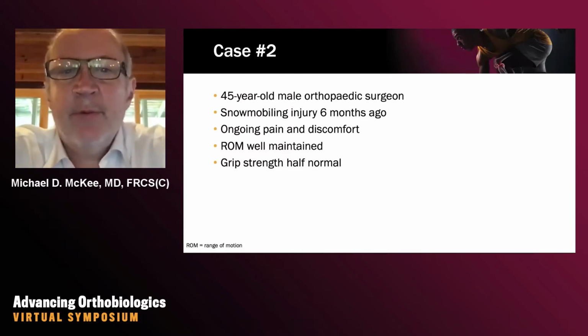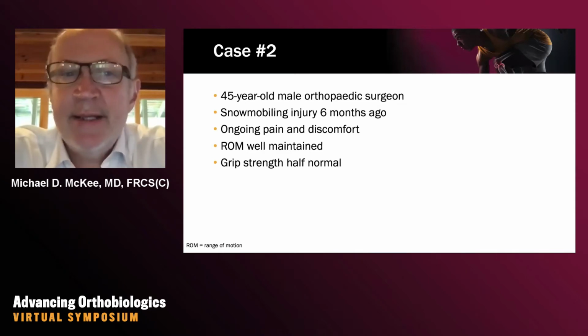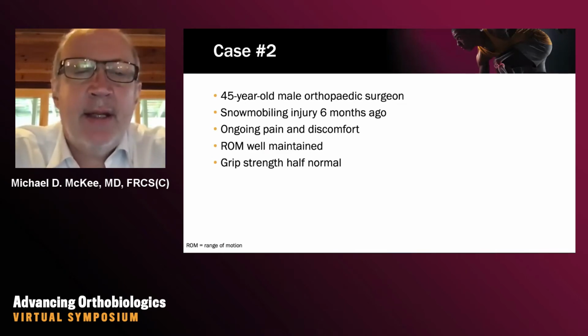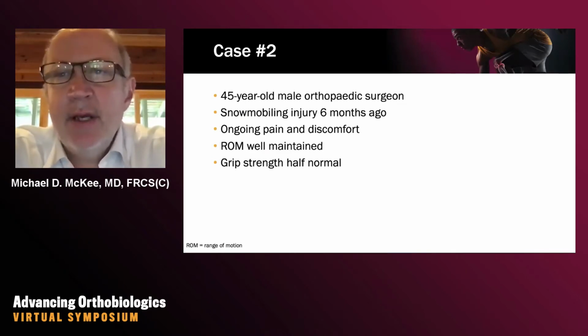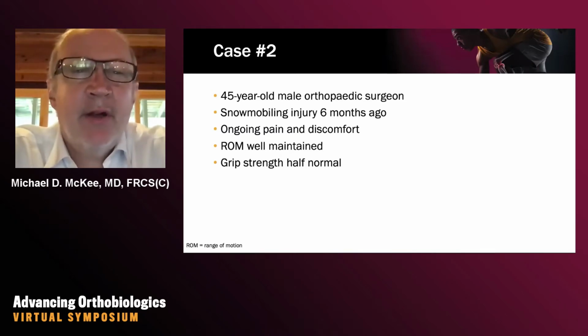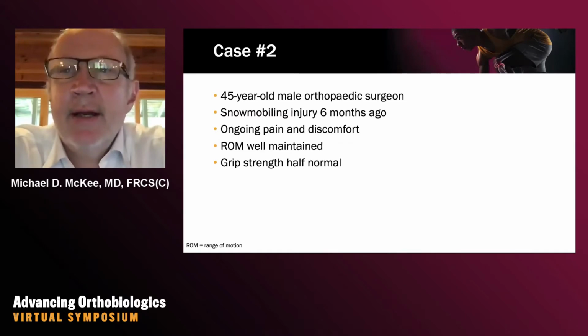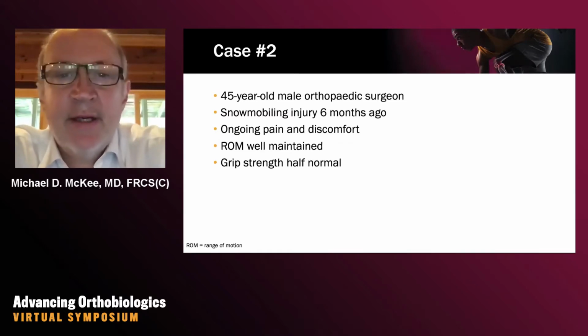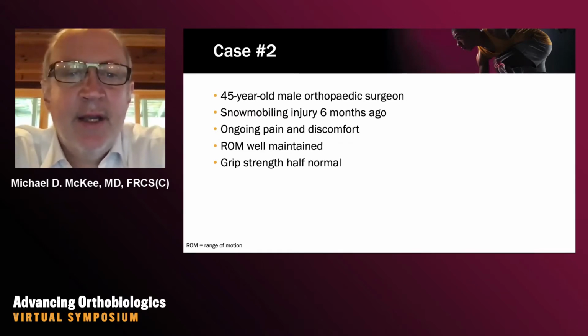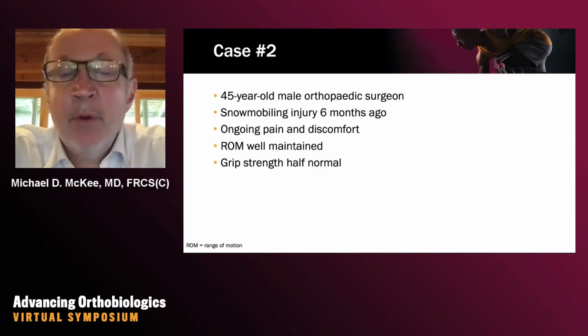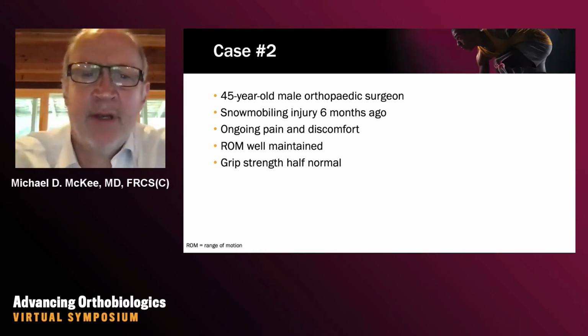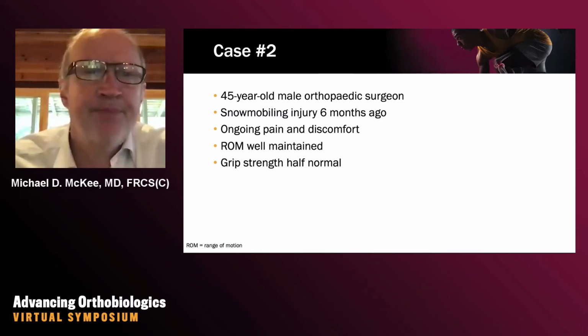This is a 45-year-old male orthopedic surgeon. He had a snowboarding injury 6 months prior to me seeing him. He had an operation by his partner at the time, but he had ongoing pain and discomfort and couldn't operate. He was a hip revision surgeon, so he had to do fairly vigorous activities with his hand. He had well-maintained grip motion, but very poor grip strength and a lot of pain when he did things.